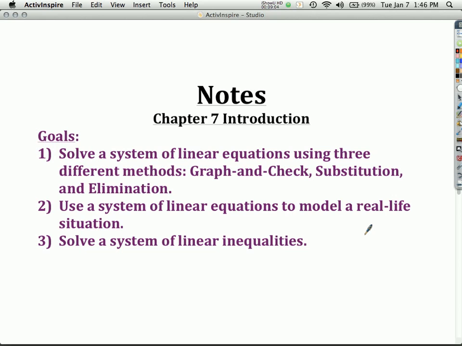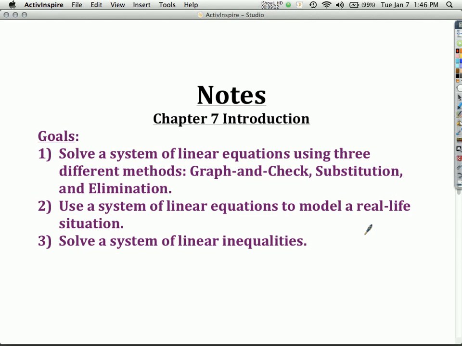Now you don't even know what a system is yet. You'll learn it in a couple of minutes. The second and more important goal is to learn how to take a system and apply it to a real-life scenario. Kind of like what you did during the warm-up, although that was just one situation, not a system.